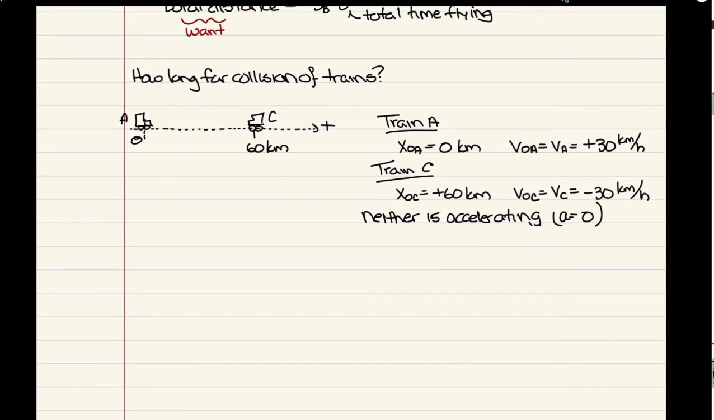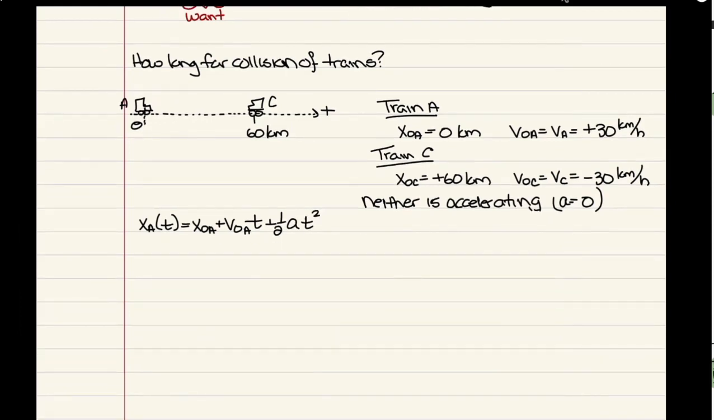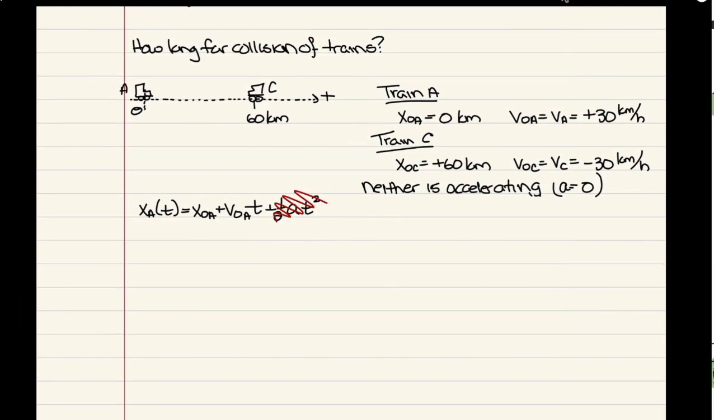So what that means, A is 0, which is a constant. So I could use the kinematic equations for both of these trains. I could write down the position of train A as a function of time is the initial position of train A plus the initial velocity of train A times t plus 1/2 the acceleration of train A times t squared. Since the acceleration is constant, this would be valid, but it's even better for us because the acceleration is not only constant, it's 0. So that all just goes away. So in this case, it's the position of A plus the velocity of A times t.